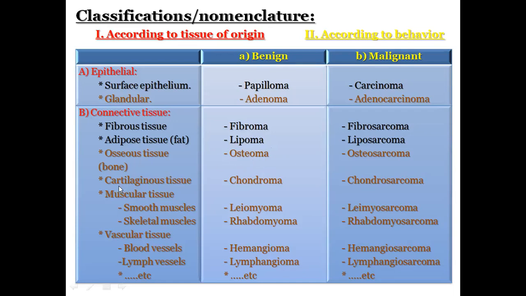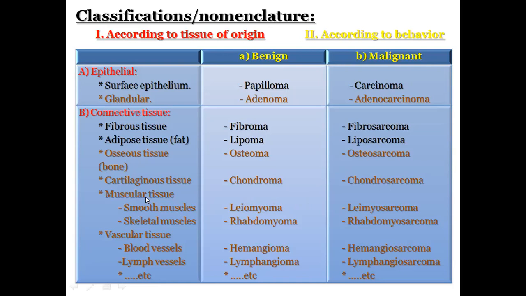Let's take another example, cartilaginous tissue. Cartilage in Latin is called chondro. So chondroma means oma, swelling or mass, of the chondro, made of the cartilage, okay? It is a benign tumor. Muscular tissue in Latin is called myo. So if a benign tumor arises from muscular tissue, it's called myoma, okay?